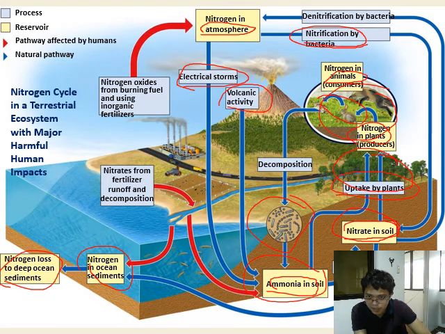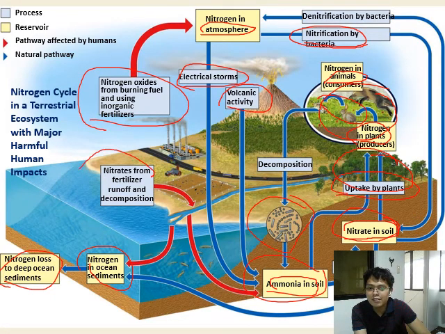So that's one process. And then we also have human processes or human pathways that lead to the cycling of this nutrient, nitrogen. So nitrogen oxides from burning of fossil fuels and using inorganic fertilizers, and nitrates from fertilizer runoff and decomposition. So the fertilizers that we use in our crops are eroded or run off by water into bodies of water like rivers and oceans. So then it leads into our reservoirs in the ocean. So that's one way where humans can affect the cycling of nitrogen.